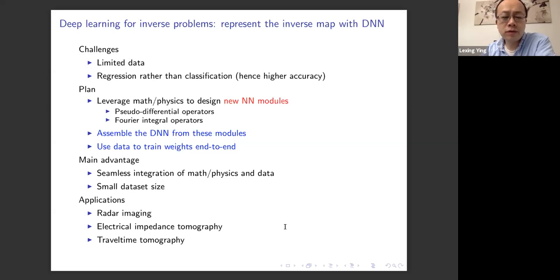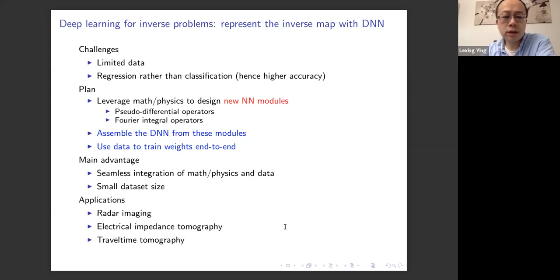In traditional supervised learning problems, like image classification and things like that, you have a large database which you can collect from the internet, for example, like ImageNet. But in the inverse problem setting, getting data is usually quite hard, either due to the fact that getting data is expensive or due to various kinds of privacy reasons. So the size of the data set is not in the size of millions, but typically in the size of hundreds of thousands or maybe tens of thousands.